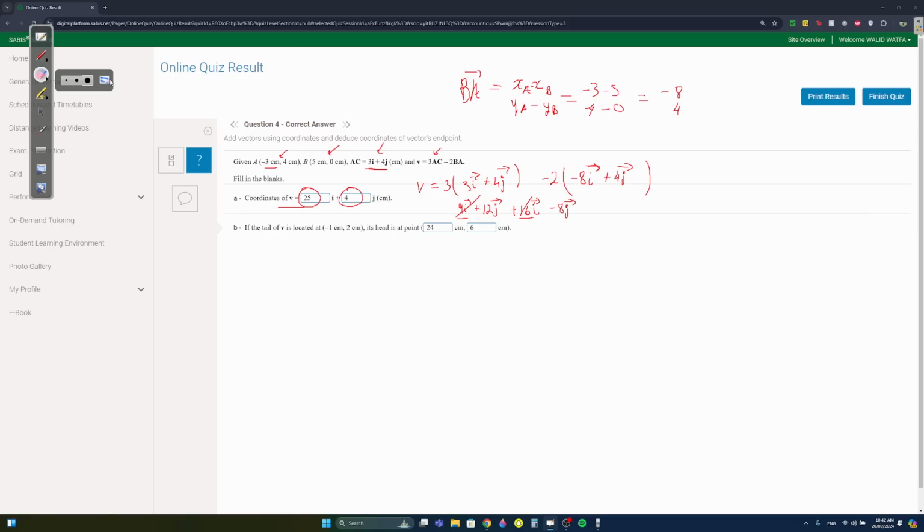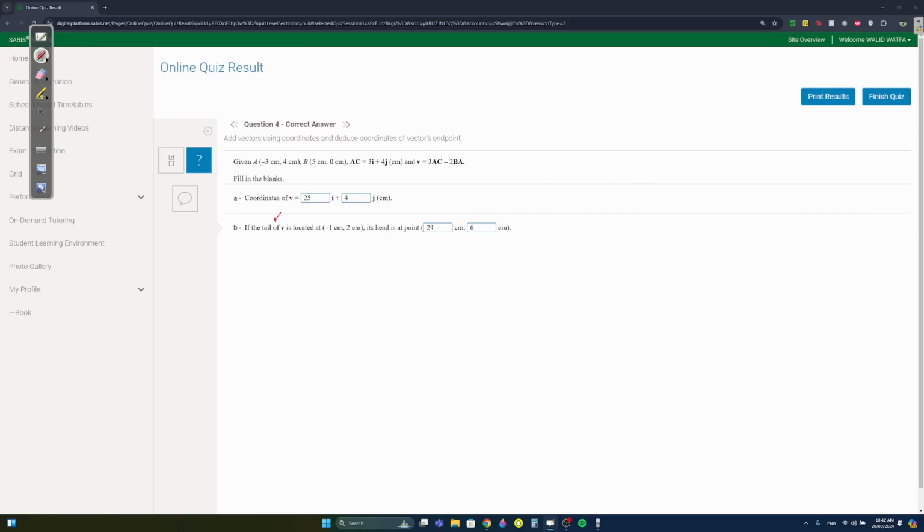Okay, if the tail of V, same question. If the tail of V, the initial point, x initial and y initial, they gave us the tail, right? So they gave us minus 1 and 2. Where is its head? So where is the final point? We know that the vector is equal to x final minus x initial and y final minus y initial. We know that the vector is equal to 25i and 4j, so 25 and 4.